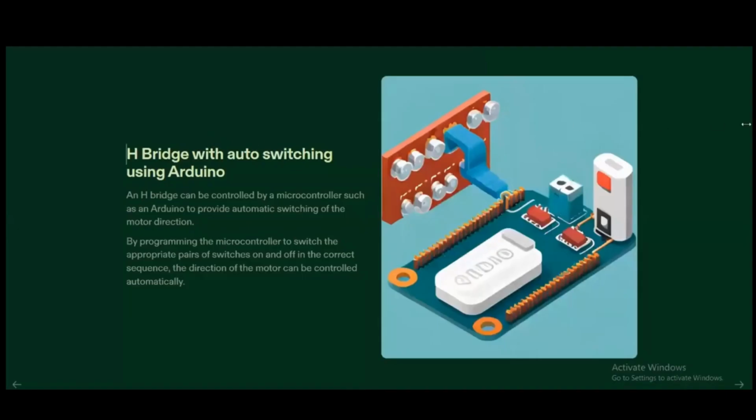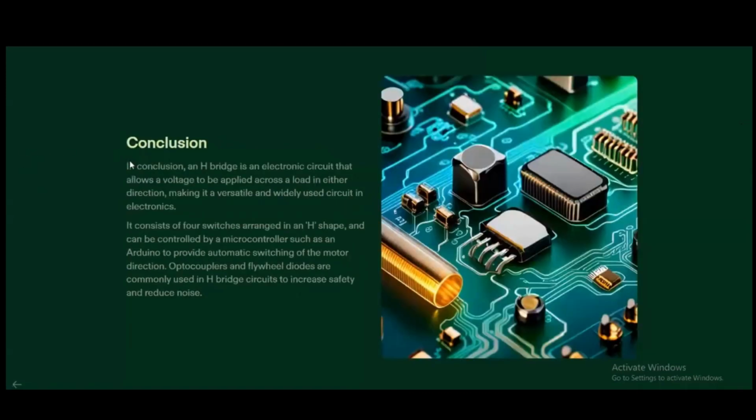So moving back, today we have learned that an H bridge is an electronic circuit that allows a voltage to be applied across a load in either direction, and it is a widely used circuit in electronics. It consists of four switches arranged in an H shape. It can be controlled by a microcontroller such as Arduino, as we did in our last task, to provide automatic switching of the motor direction. Optocouplers and flyback diodes are commonly used in H bridge circuits to increase safety and reduce noise.